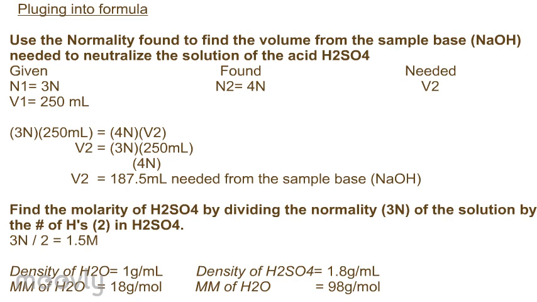Now, look online for the densities and molar mass of H2O and H2SO4. The molar mass for H2O is 18 grams per mole, and the density for H2O is 1 gram per milliliter. The molar mass of H2SO4 is 98 grams per mole, and the density of H2SO4 is 1.8 grams per milliliter.